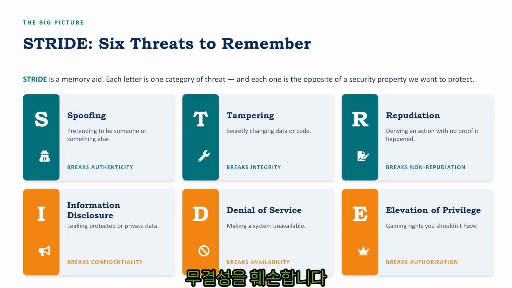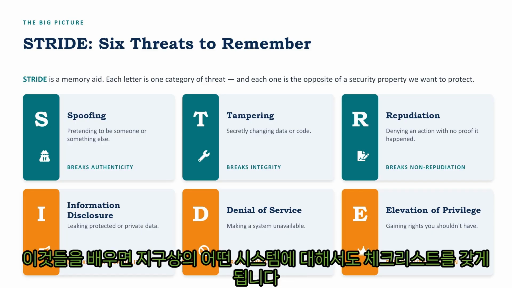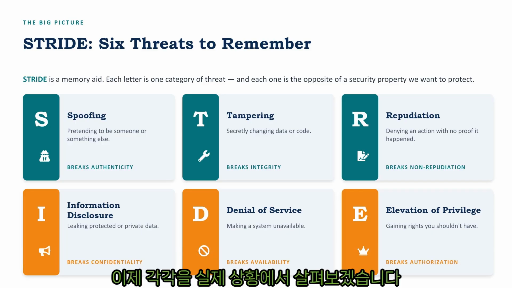It breaks integrity. R. Repudiation. Denying an action with no proof it happened. It breaks non-repudiation. I. Information disclosure. Leaking protected or private data. It breaks confidentiality. D. Denial of service. Making a system unavailable. It breaks availability. E. Elevation of privilege. Gaining rights you should never have. It breaks authorization. 6 letters. 6 threats. Learn these, and you have a checklist for any system on Earth. Now let's see each one in the wild.